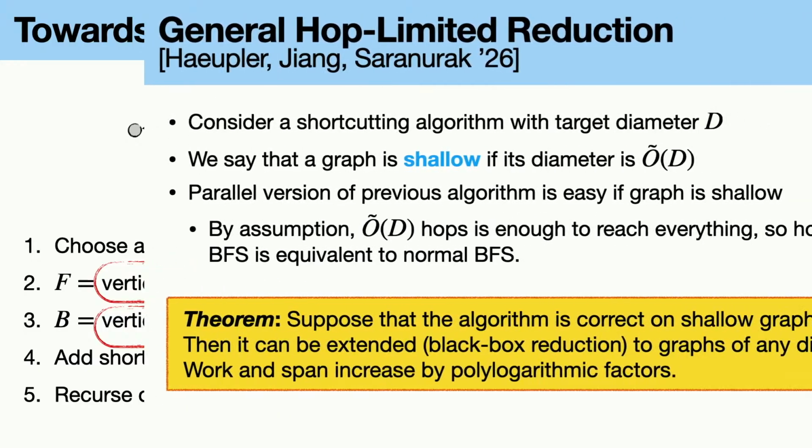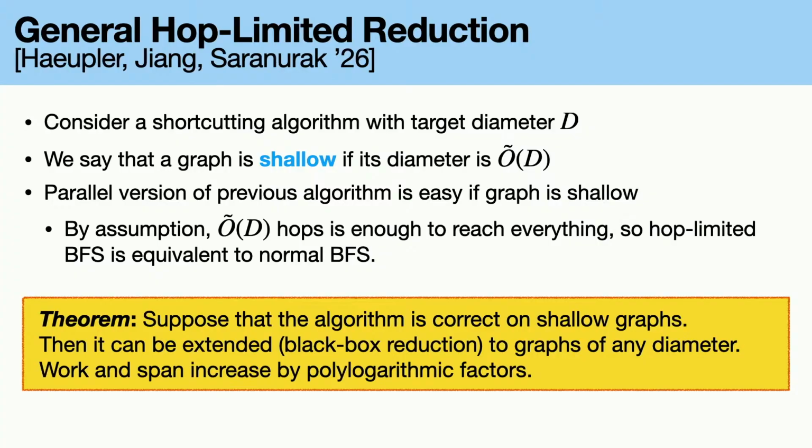Now fortunately, Heupler, Zhang, and Saranurak had this nice reduction that I'll describe in this slide. This will be in SOSA next year. So let me set this up. We're going to look at a shortcutting algorithm with a target diameter d, like n to the 2/3. And we'll pretend that we're going to focus on the case that the input graph is shallow, so its diameter is not much more than the target diameter that we're trying to hit.